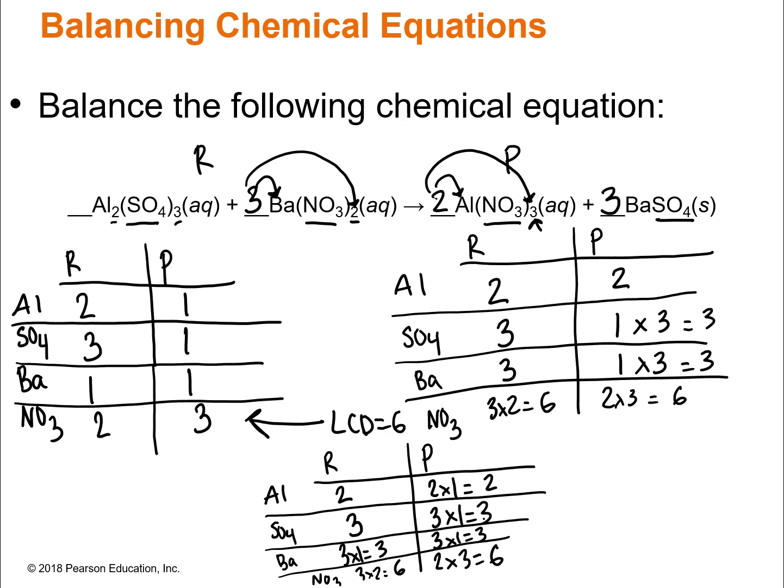You don't have to add a coefficient in front of every single compound. We didn't add anything in front of this aluminum sulfate. We just added coefficients for the other 3 compounds in the reaction. And that's perfectly fine.